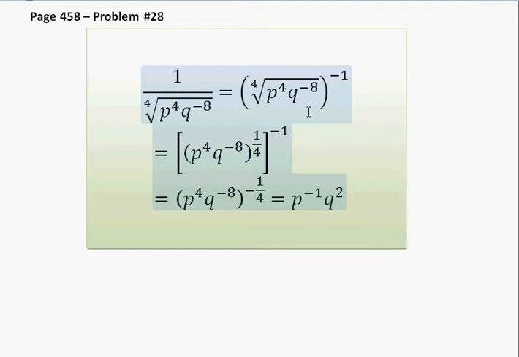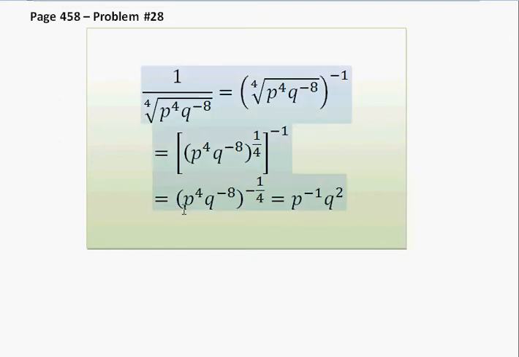So I changed the parentheses to brackets because I'm going to have some more parentheses in here, because I'm going to have p to the 4th q to the minus 8 all to the 1/4 power, because the 1/4 power says take the 4th root of this. So then once you have that to the minus 1/4, you can actually take these two, negative 1 times 1/4, and you get negative 1/4 as the exponent, and you can get rid of those extra brackets.